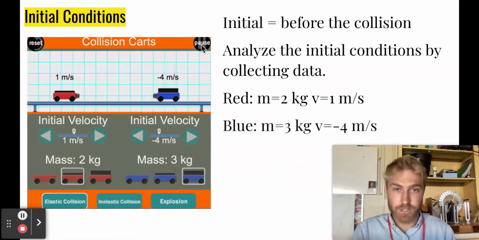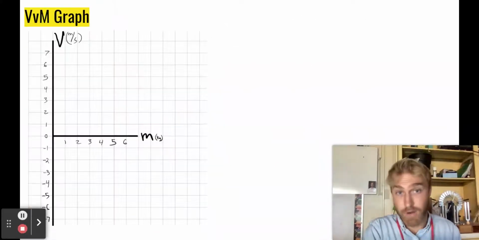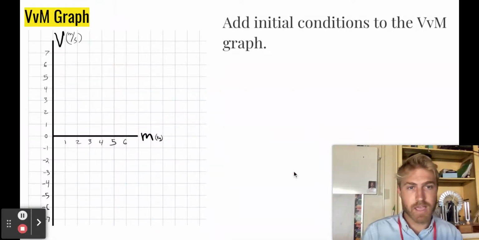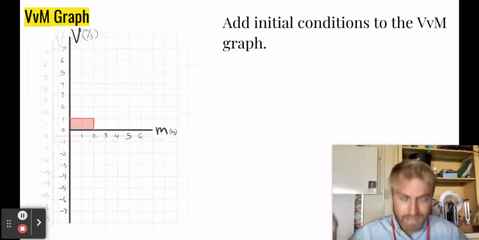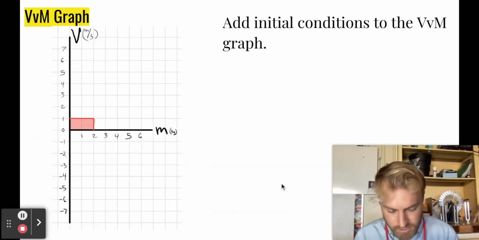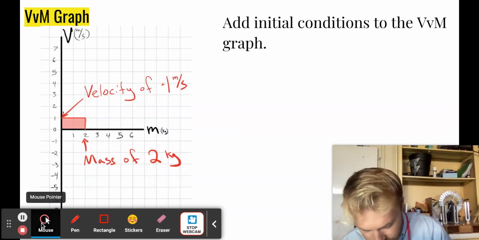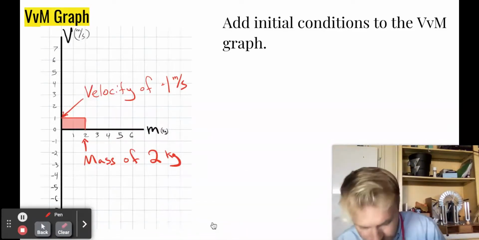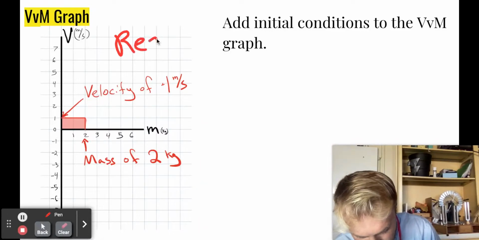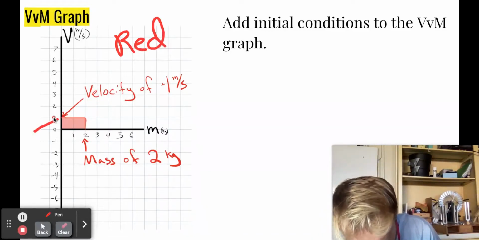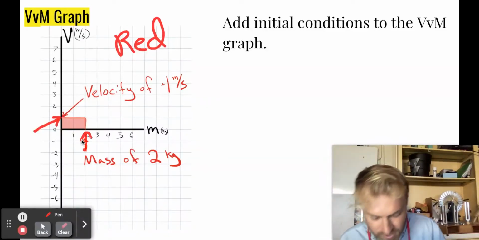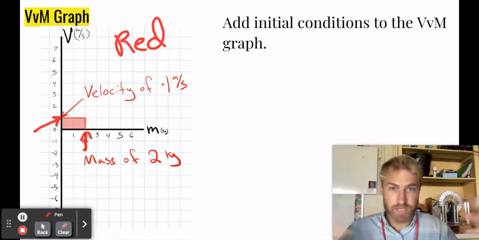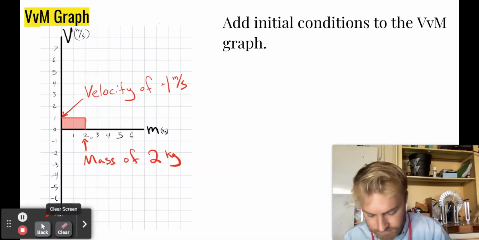And then the next thing we do is we put those numbers on our graph. Here's our VvM graph, and we're going to add our initial conditions there. Just like that. So if you look closely, you can see that this is for the red cart. I'm looking at the y-axis. There's its initial velocity of 1. And I'm looking at the x-axis now. There's its initial mass of 2 kilograms. And it's all there.